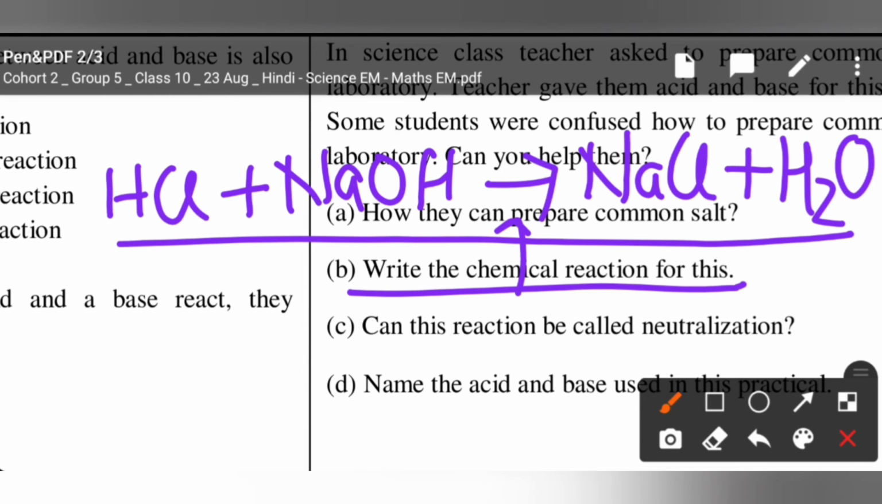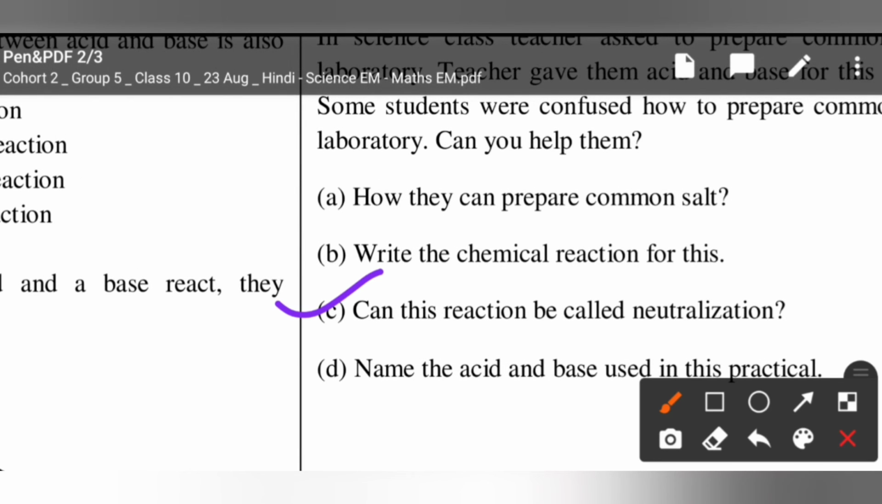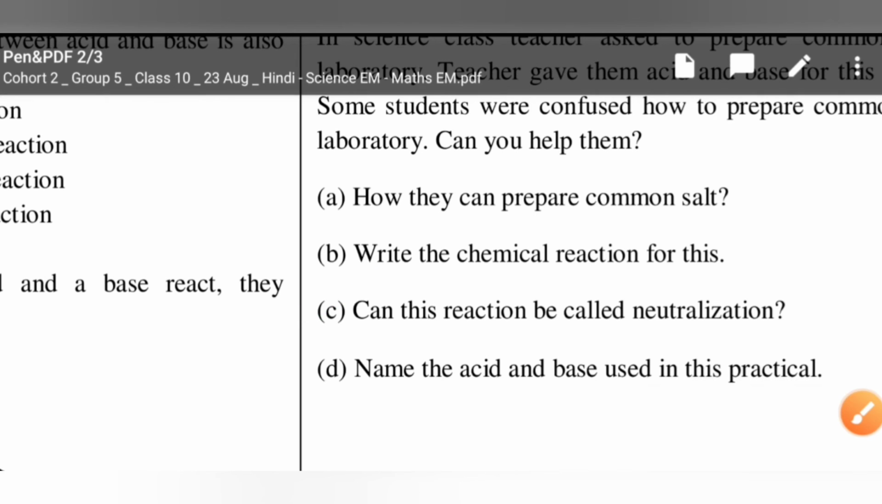Fine? Clear? Now, can this reaction be called neutralization? Definitely this reaction is called neutralization, because when acid and base react together, they become neutral and they give us salt and water.